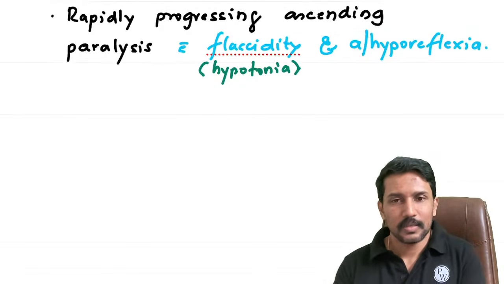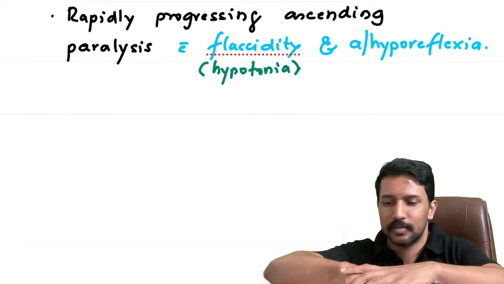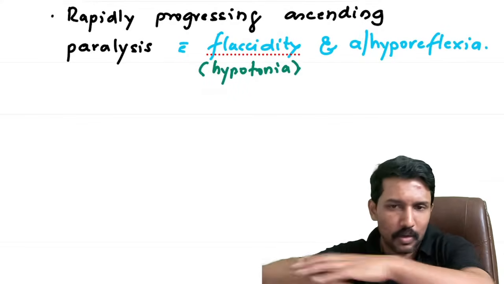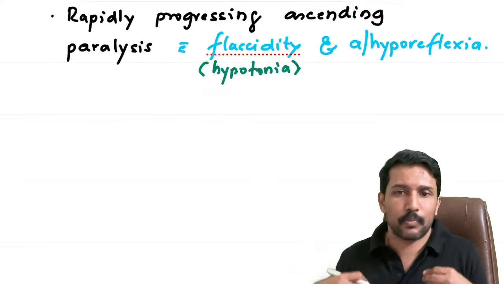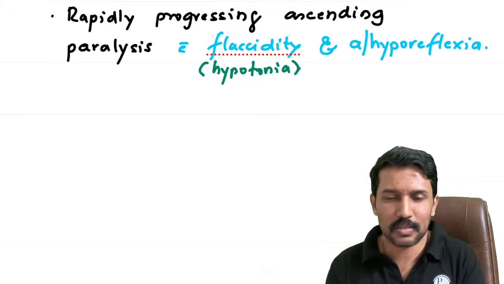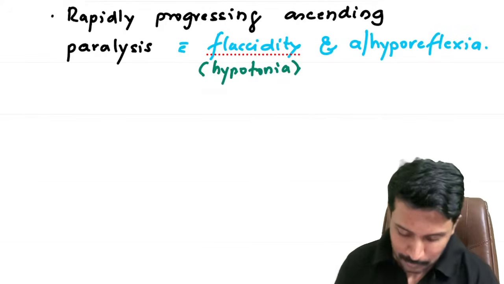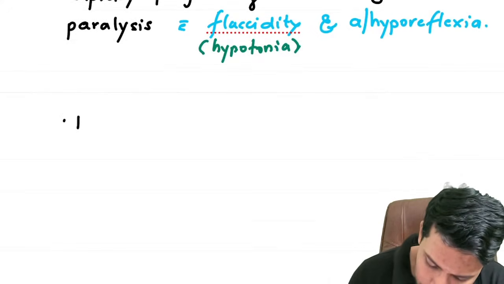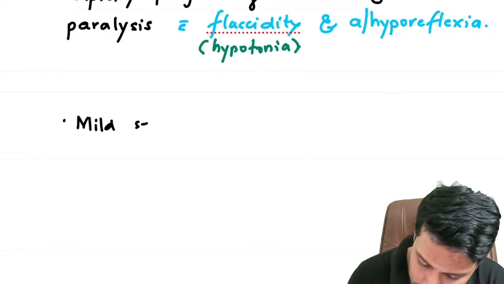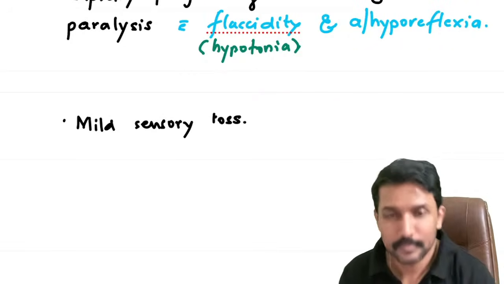So they present with ascending paralysis, starting in the feet, then legs, hands, then forearms. So it is ascending from distal to proximal. And when you examine the affected regions in those muscles, the tone is decreased and those reflexes may be absent or diminished. Along with that, you may have mild sensory loss.